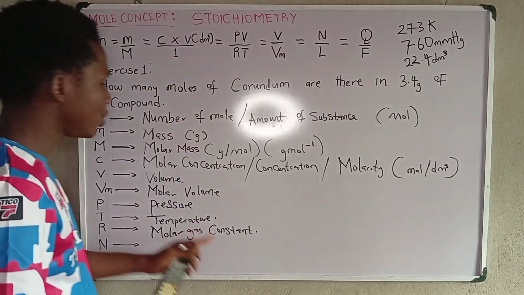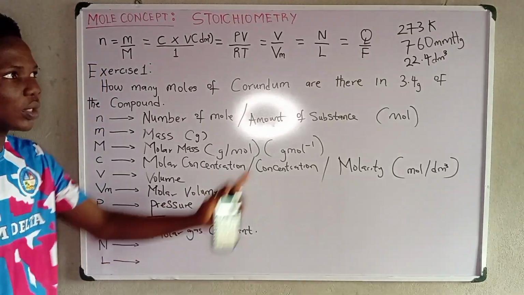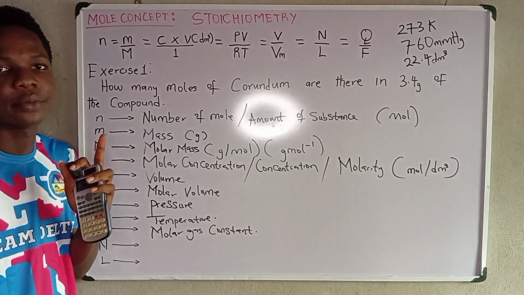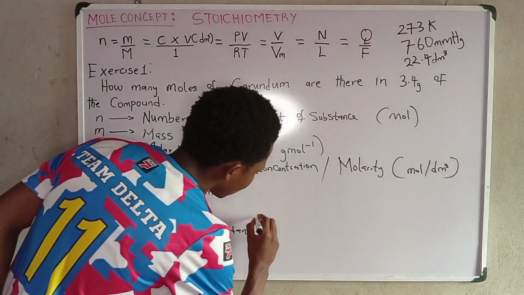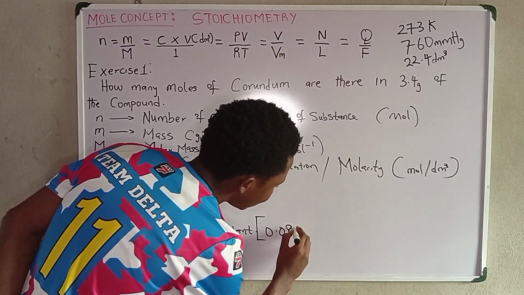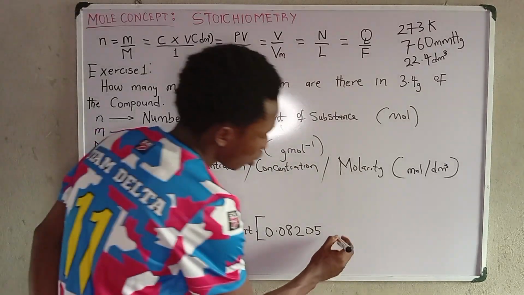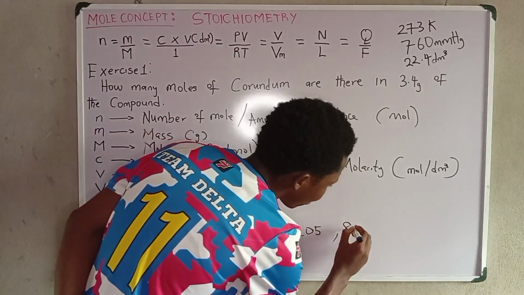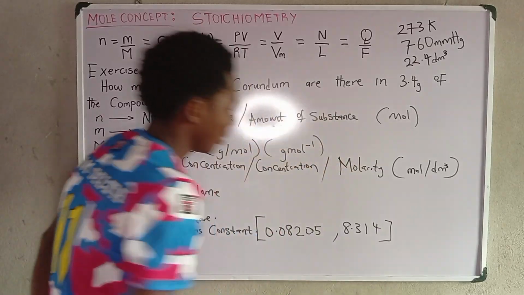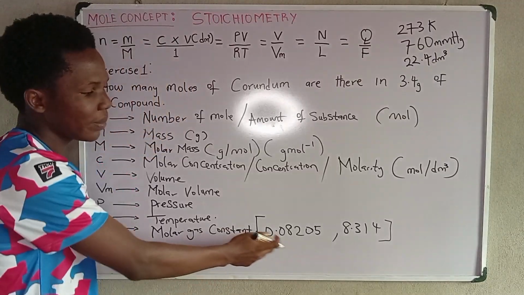Now, the molar gas constant, as you hear the name, is a constant. It has a value, the way our molar volume has a value, 22.4 dm. This molar gas constant also has a value, and there are two of them. So now I'm going to write the values for you: 0.08205, take note of this value, and also take note of 8.314.